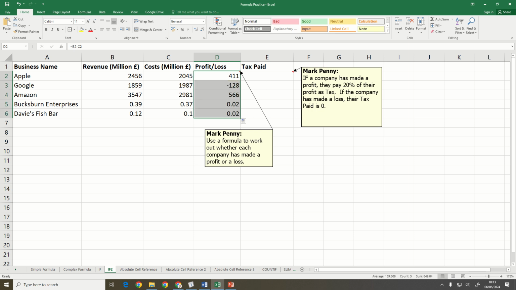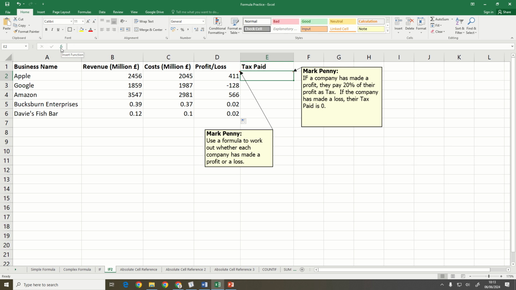In this question here, it says if the company has made a profit, they pay 20% of their profit as tax. If the company has made a loss, their tax paid is 0. So we can see here we've got one company who has made a loss, so they will pay 0. The question starts with "if", so it gives me a really big clue that this is going to be an if statement.